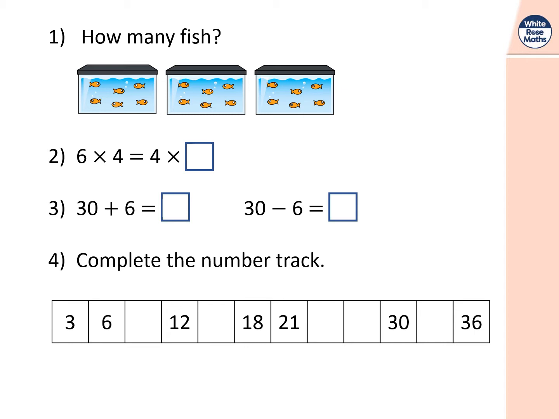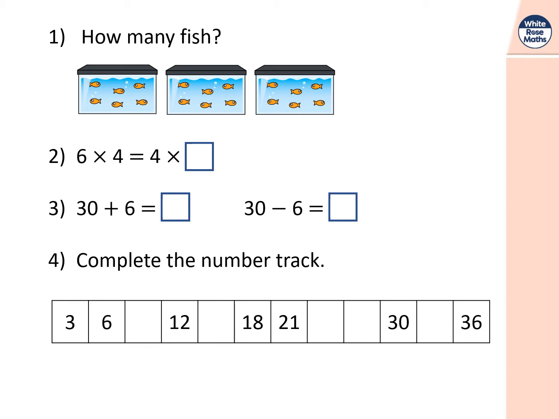So there's 1, 2, 3 tanks, and there's 1, 2, 3, 4, 5, 6 fish in each tank. So that's 3 groups of 6, or we can write it 3 times 6. So then you write in what the answer is. Then we look at number 2.